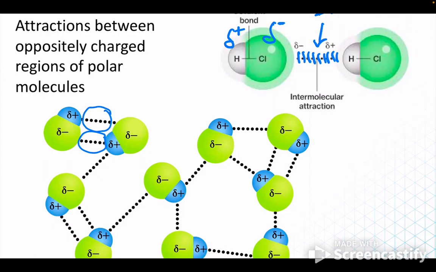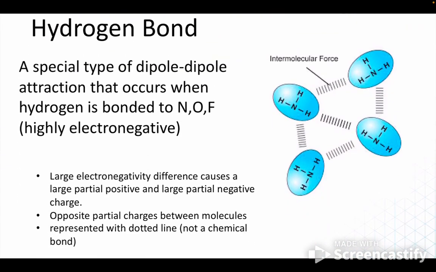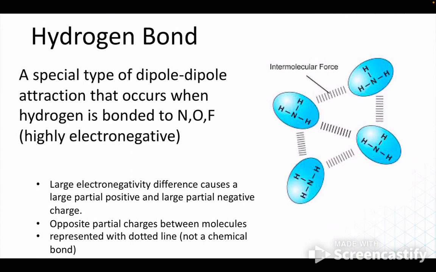And then we have hydrogen bonds, which are the strongest of all 3. This is really the same thing as a dipole-dipole, but it's an extreme difference in electronegativities that happens when you have hydrogen bonded with nitrogen, oxygen, or fluorine. I call that NOF because these are the most electronegative elements on the periodic table.